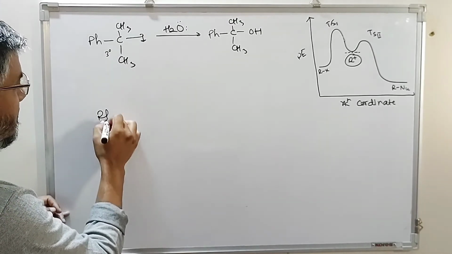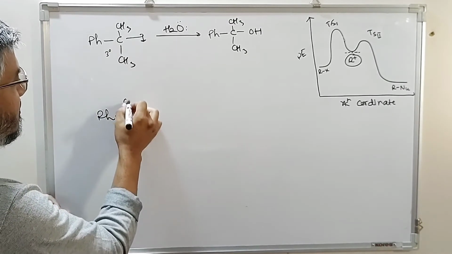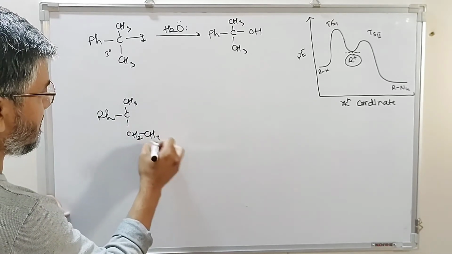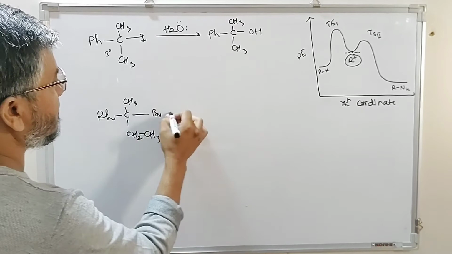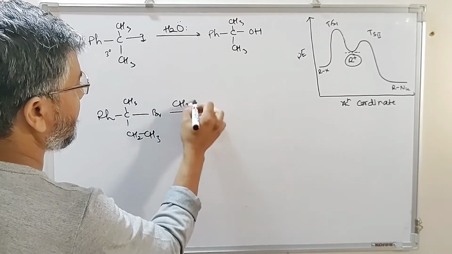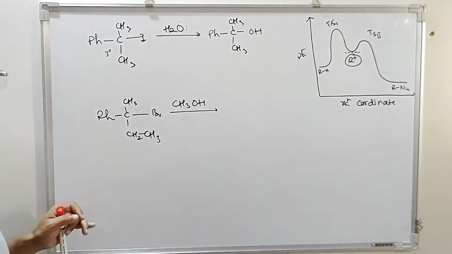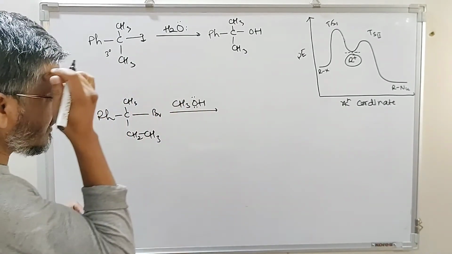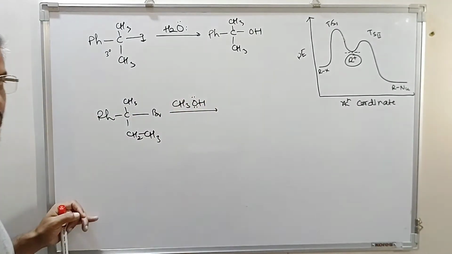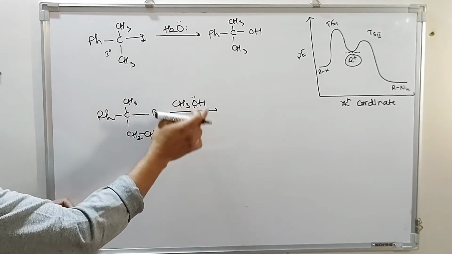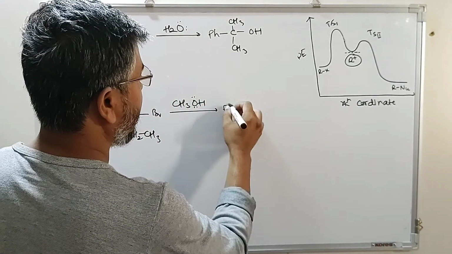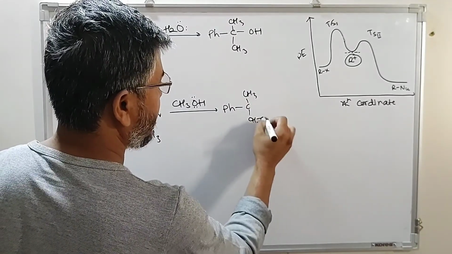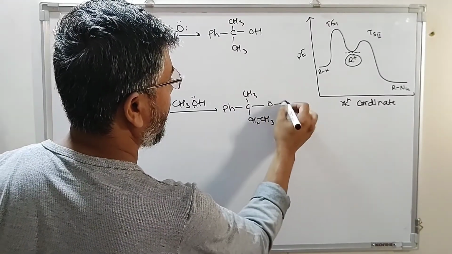Take Ph CH3 CH2 CH3 Br. This reacts with CH3OH, methanol. So methanol is a solvent, and this solvent also contains oxygen, which has lone pairs of electrons. So this is acting as a nucleophile. So we have Ph, CH3, C2H5, OCH3.